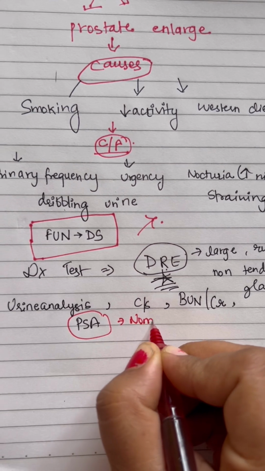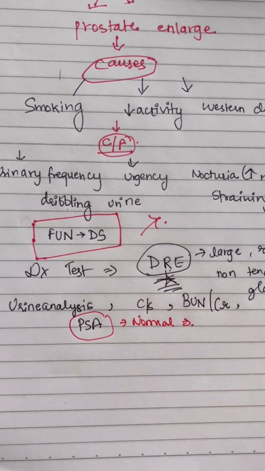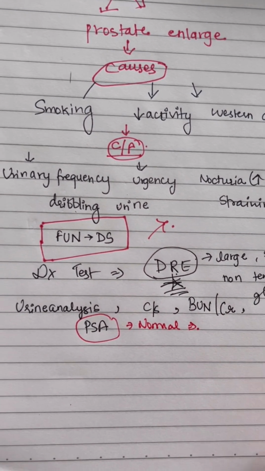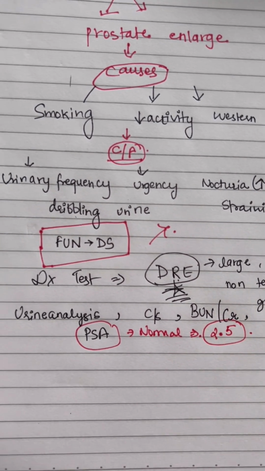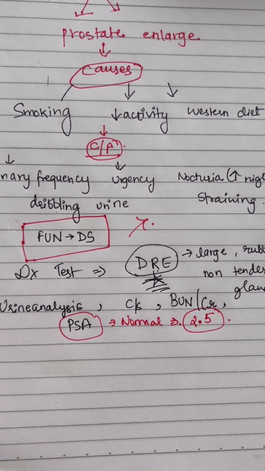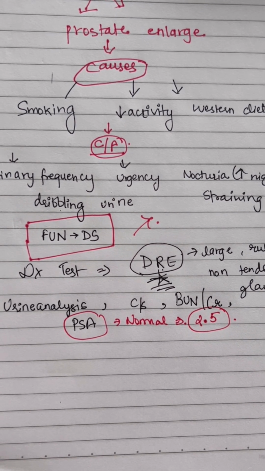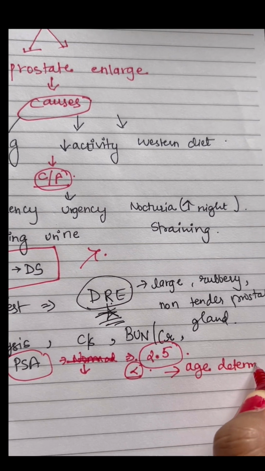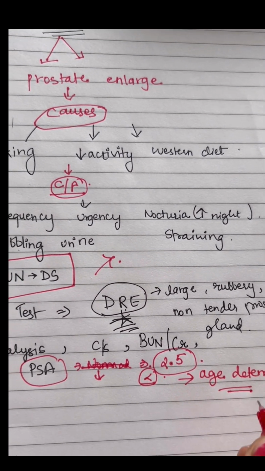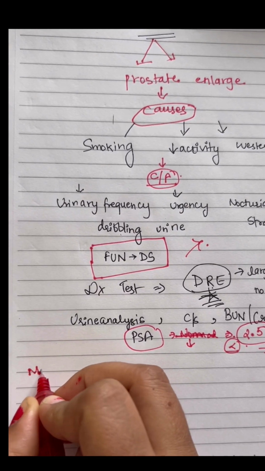And the most important and specific one is the PSA antigen. The normal value of PSA is 2.5. So remember, normal PSA is from 0 to 2.5. It may be different in different conditions, like in different age groups. Always remember that. Now let's learn about medical management.